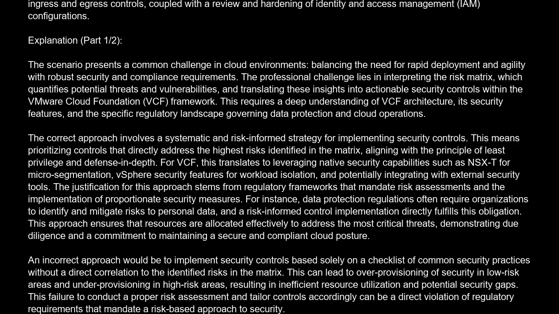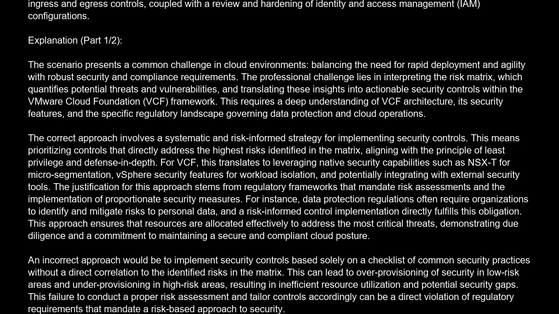This approach ensures that resources are allocated effectively to address the most critical threats, demonstrating due diligence and a commitment to maintaining a secure and compliant cloud posture. An incorrect approach would be to implement security controls based solely on a checklist of common security practices, without a direct correlation to the identified risks in the matrix. This can lead to over-provisioning of security in low-risk areas and under-provisioning in high-risk areas, resulting in inefficient resource utilization and potential security gaps. This failure to conduct a proper risk assessment and tailor controls accordingly can be a direct violation of regulatory requirements that mandate a risk-based approach to security.